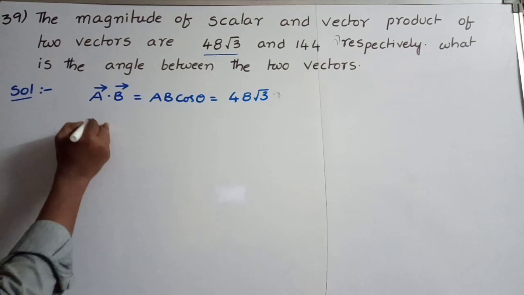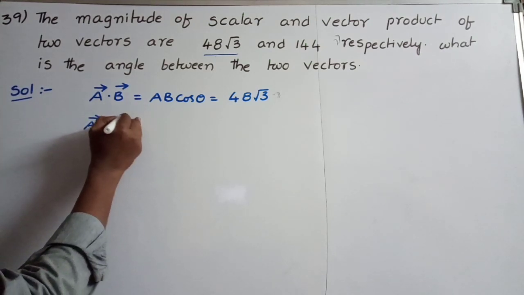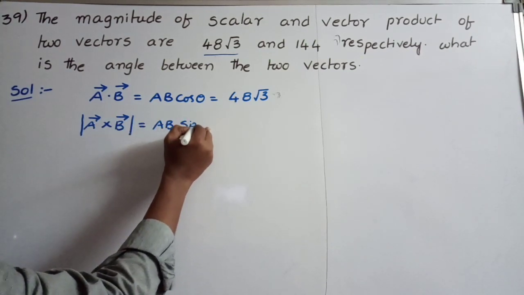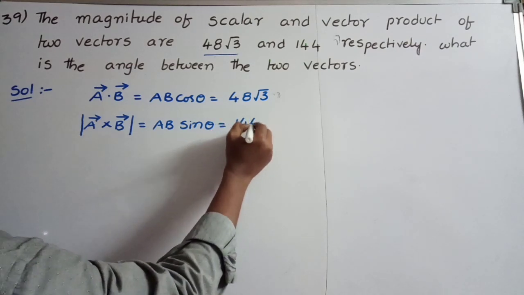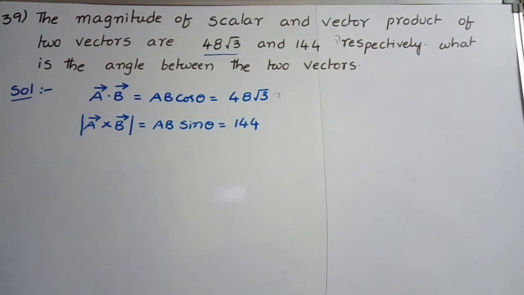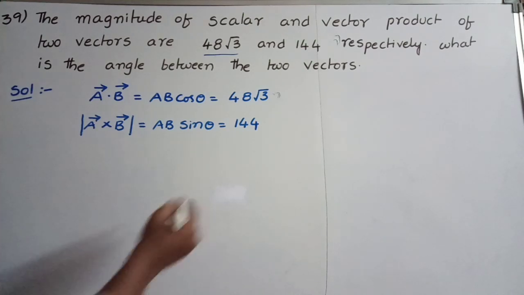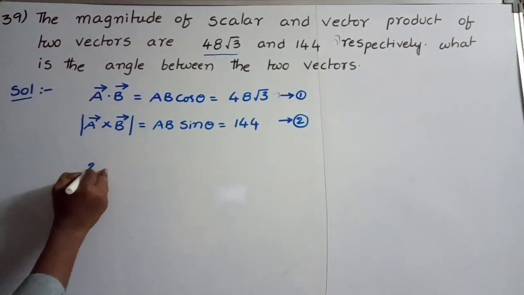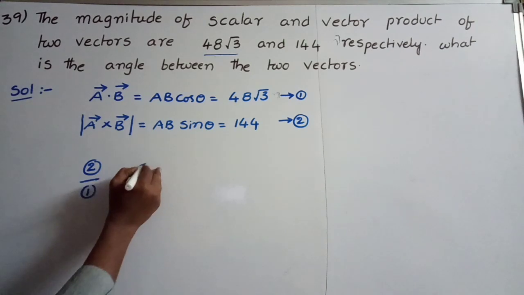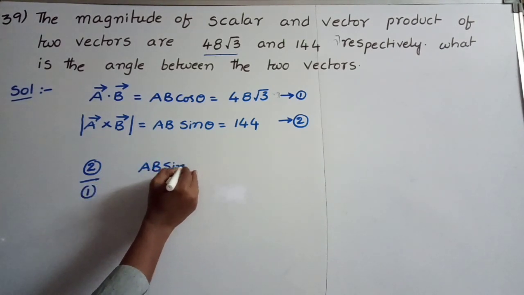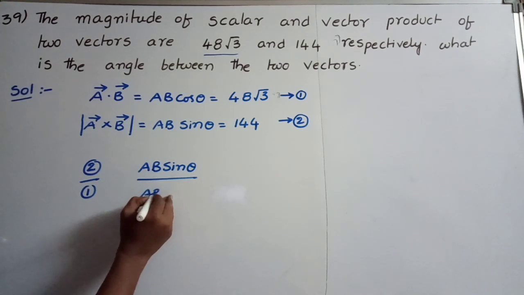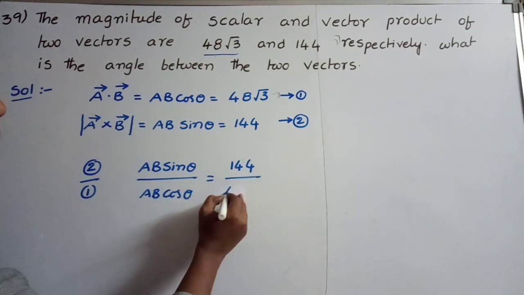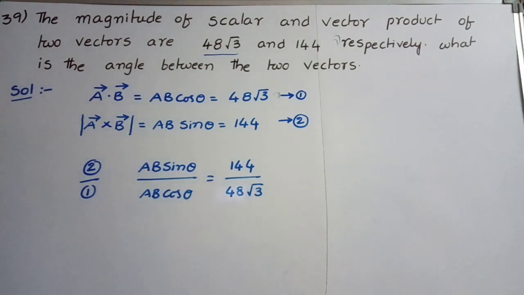Next vector product A bar cross B bar. This is its magnitude, that is equal to AB sin theta. They gave 144. But we want to calculate the angle between them, theta. Say this is equation number 1, equation number 2. Do equation 2 by equation 1, that is equal to AB sin theta by AB cos theta, that is equal to 144 divided by 48 root 3.